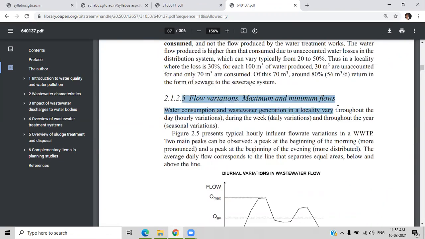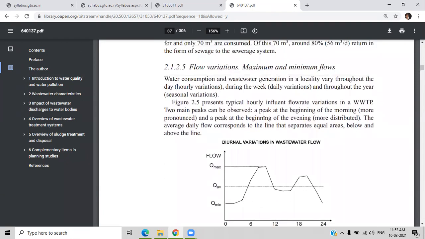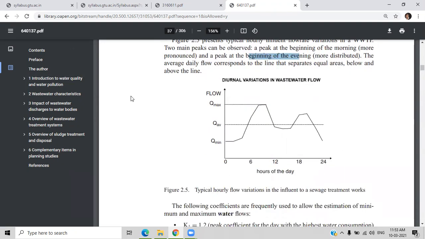The next one is flow variation, maximum and minimum flow. Water consumption and wastewater generation in a locality vary throughout the day, during the week, and throughout the year. The figure presents the typical hourly influent flow rate variation in a wastewater treatment plant. Two main peaks can be observed: a peak at the beginning of the morning and a peak at the beginning of the evening, the latter more pronounced and more distributed. The average daily flow corresponds to the line that separates equal areas below and above the line. So this is the hours of the day, and there is the flow of the water.